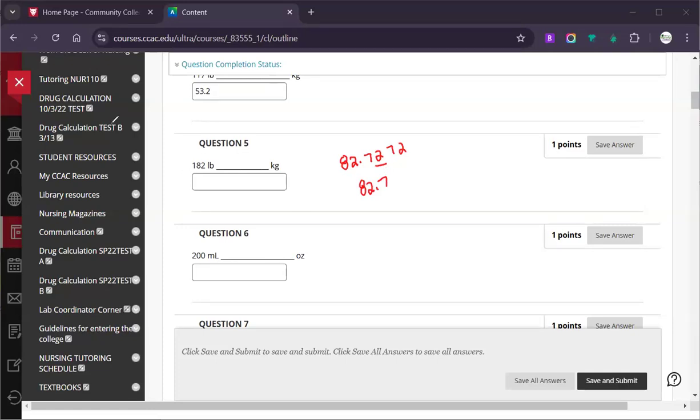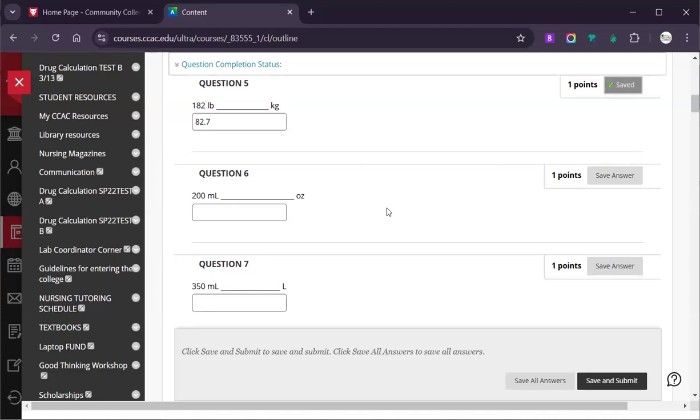Like I said, don't round that up to the nearest whole number. You might round to the nearest whole number later on, especially when you're in the real world and you're working, and that's just the scale that you follow. But at CCAC, they want you to practice rounding rules.